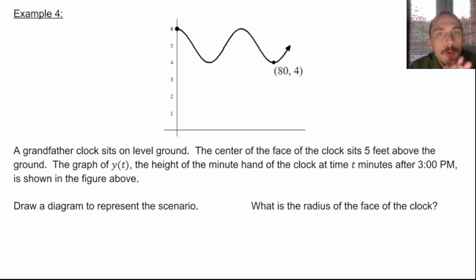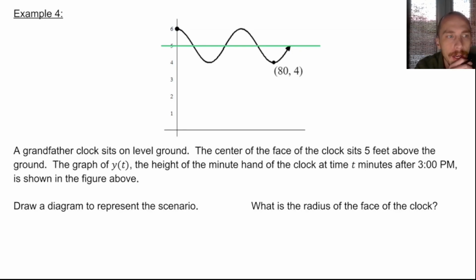All right, now example 4, grandfather clock sitting on level ground. This is one where we're going to give you a graph. We're going to have to interpret from the graph. The center of the face of the clock sits 5 feet above the ground. Okay, that makes a lot of sense based on the graph. Looks like y equals 5 is the midline.